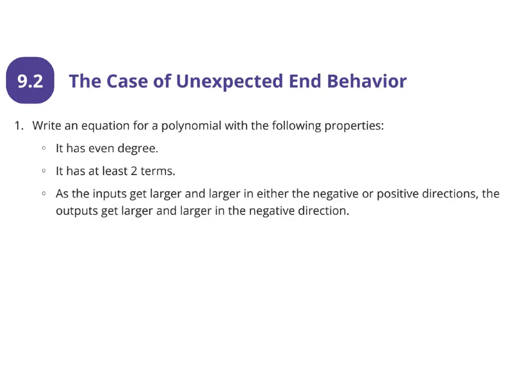Write an equation for a polynomial with the following. It has even degree. That means x is even. It has at least 2 terms. As the inputs get larger in either negative or positive, the outputs get larger negative. So we know there's negative x squared plus x. So it's going to look something like that. We don't know exactly what, but it's going to look something like that. It's even degree. Highest exponent is degree. It has 2 terms. And as the inputs get larger in either direction, the outputs get larger in negative.